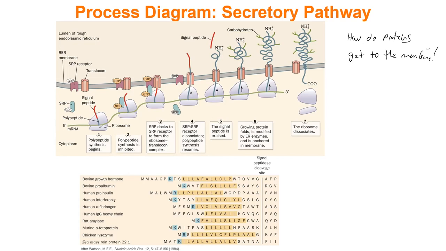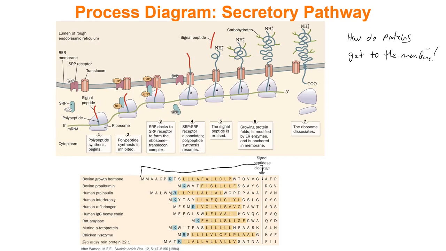So first off, we start at point one. Green is our mRNA, this purple thing is our ribosome making the protein. And so we're making our protein. And at the N-terminus, if you are destined to go to the membrane, you're going to have a specific sequence. This is what we call the signal peptide. Down at the bottom is a bunch of signal peptides of different proteins.